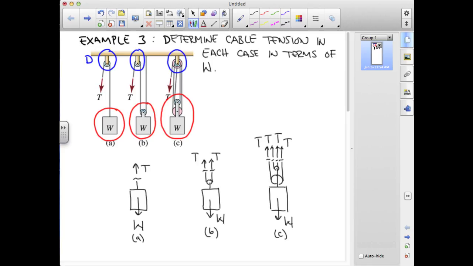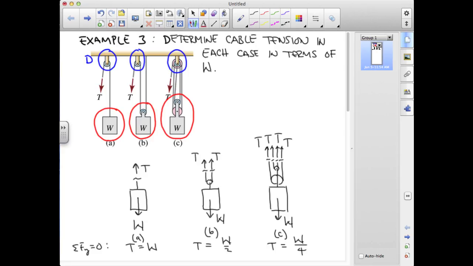Note that all three configurations have an x-component equilibrium equation of 0 equals 0, which tells us these weights can swing back and forth in the x direction as they are raised or lowered. In the vertical direction, equilibrium tells us, in the case of A, that T minus W is equal to 0, or that the tension is just equal to the weight. In the case of B, we have 2 times the tension minus the weight is equal to 0, or the tension is equal to half the weight. And in the case of C, we have 4 times the tension minus W equals 0, or the tension is equal to 1/4 of the weight.